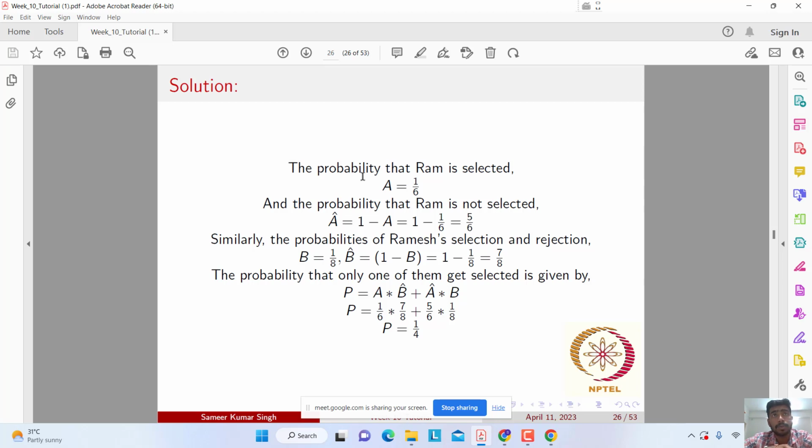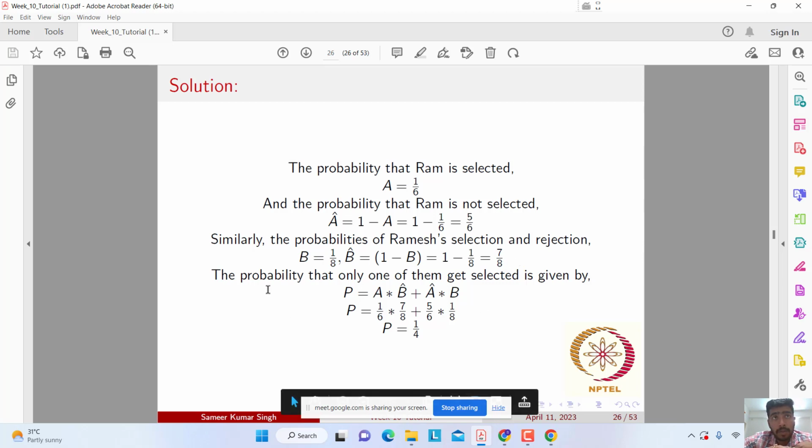According to the question, the probability that Ram is selected is 1 by 6. Then what will be the probability of non-selection of Ram? That is 1 minus the probability of A, which will be 5 by 6. Similarly, we can calculate the probability of rejection of Ramesh. The selection probability is given as 1 by 8, so rejection of Ramesh would be 7 by 8.